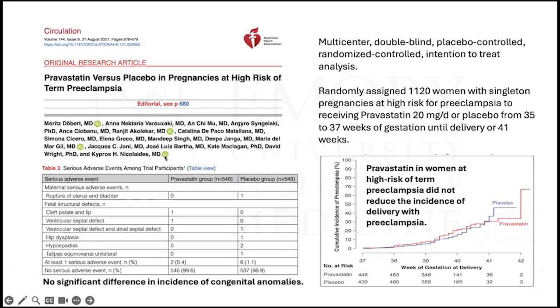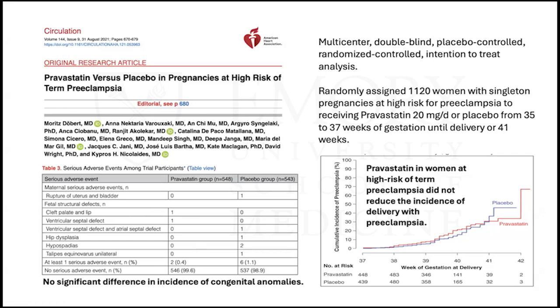But as a secondary outcome, they also looked at the safety of using pravastatin in pregnancy in general. And what they found was that there was no significant difference in the incidence of congenital anomalies. And so, in fact, the placebo group actually had more cases relative to the pravastatin group.